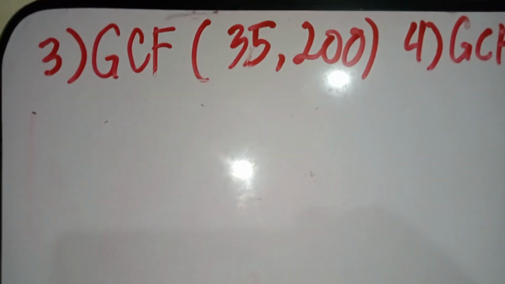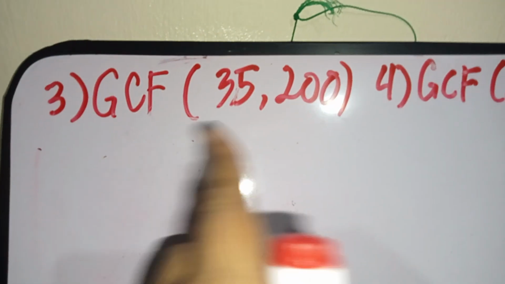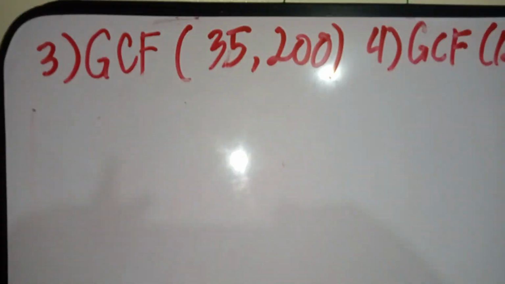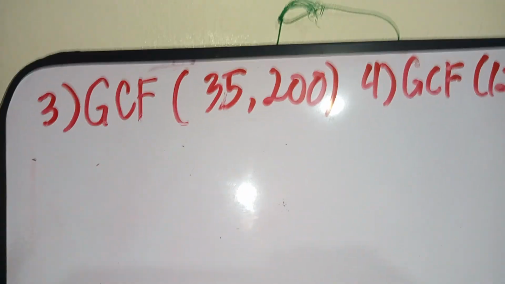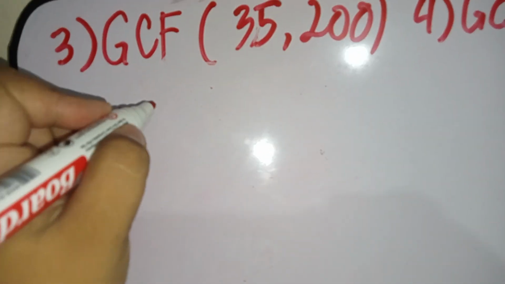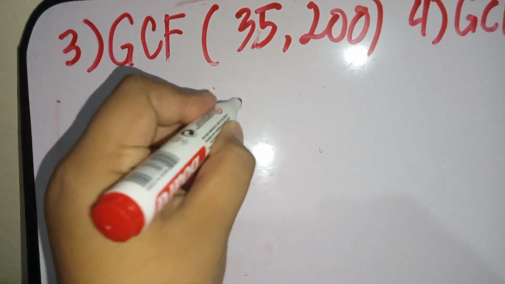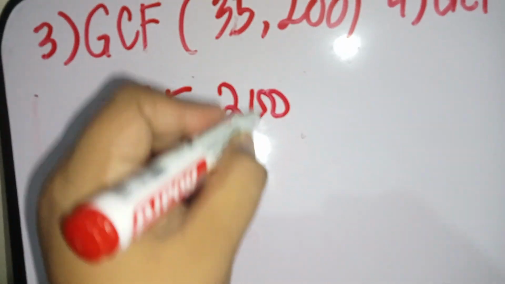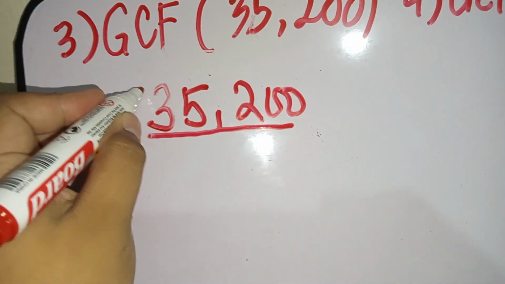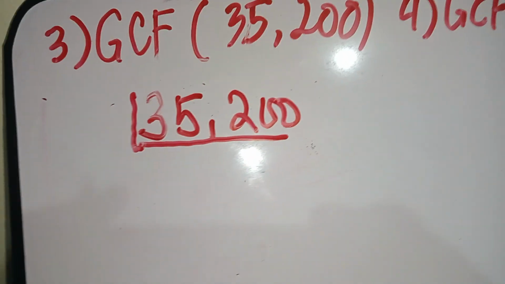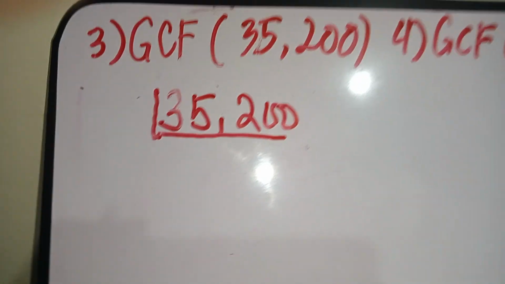So let us proceed with the third example. Let's find the GCF of 35 and 200. So, let's think of a smallest number that can divide both 35 and 200. In order for us to think of a number, let's recall the divisibility rules.